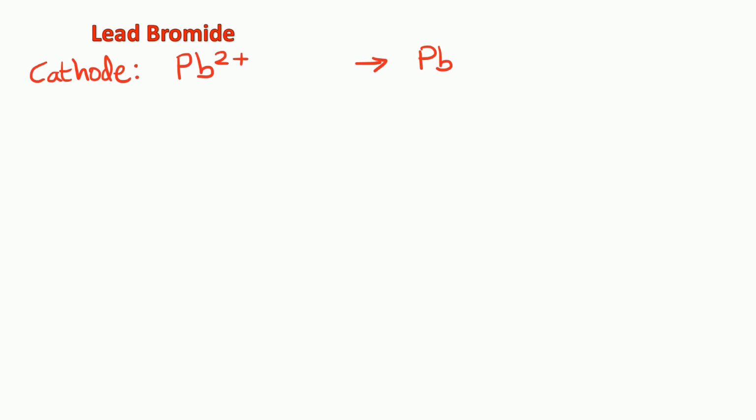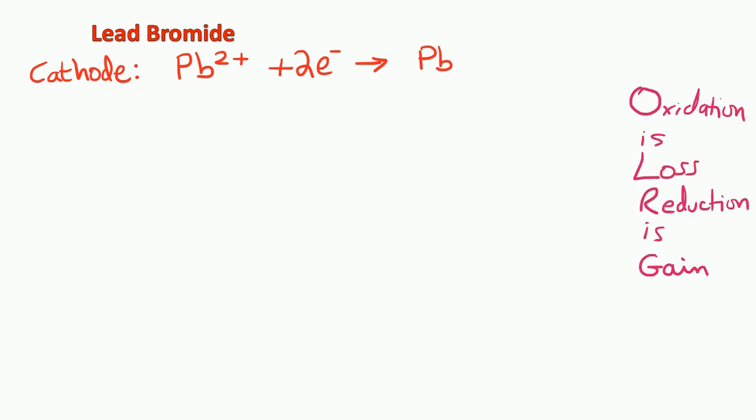So in this case, we need 2 electrons. They need to go on the left so that we've got 0 charge altogether on the left, with the 2+ and 2-, and 0 charge on the right. Then we need to think about, is it oxidation or reduction? Oxidation is loss of electrons. Reduction is gain of electrons. Now in this case we can see we've got Pb2+ plus 2 electrons. It's gaining electrons, so that's reduction.